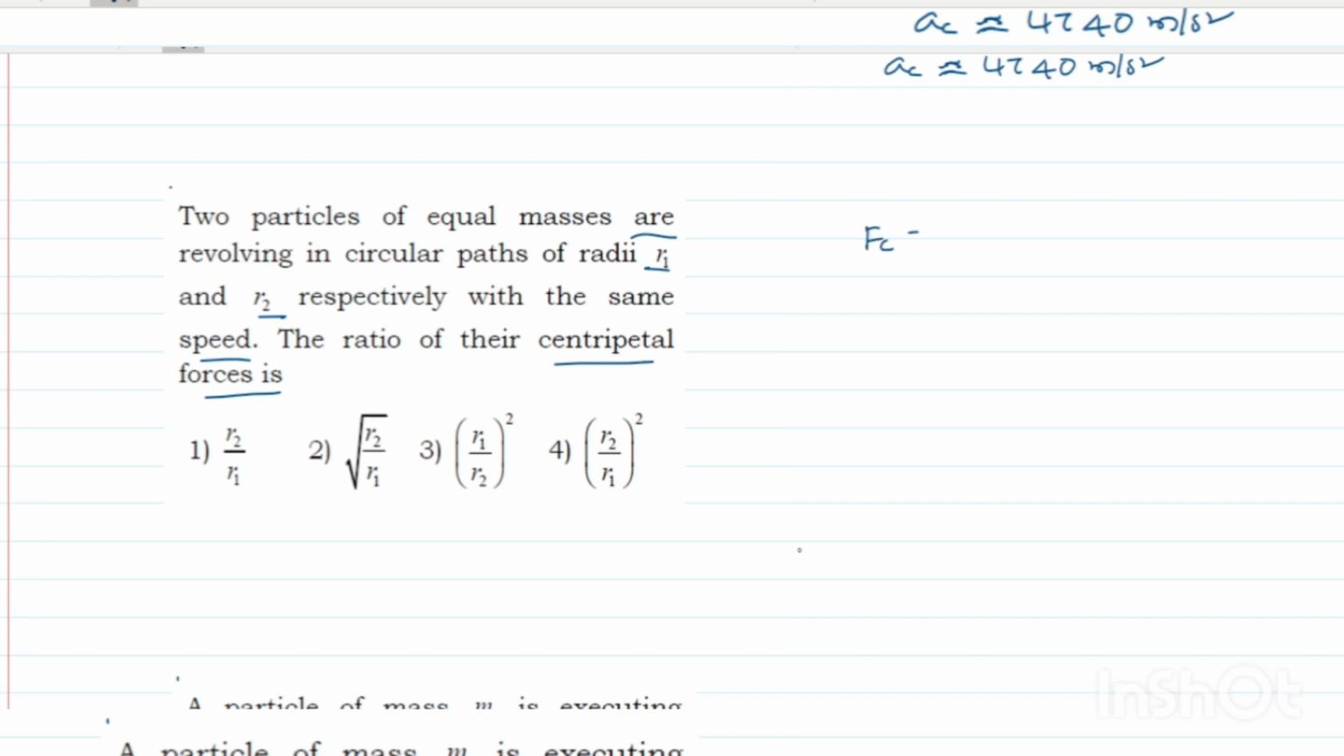Centripetal force, the formula is Fc equal to mv square by r. Here they are moving with the same speed, so v is constant. Then centripetal force is inversely proportional to r. Keeping mass also constant, F1 by F2 will be equal to r2 by r1. This is the ratio of the centripetal forces, F1 by F2 equal to r2 by r1.